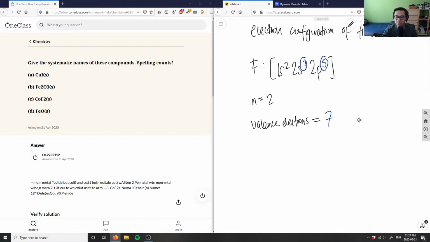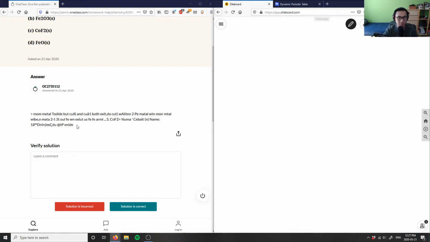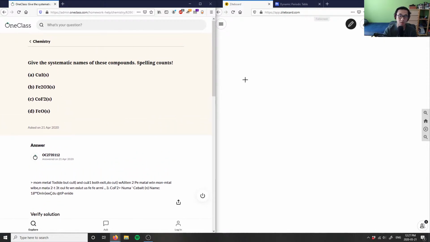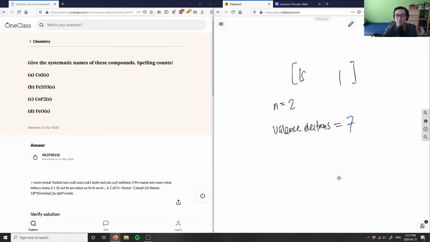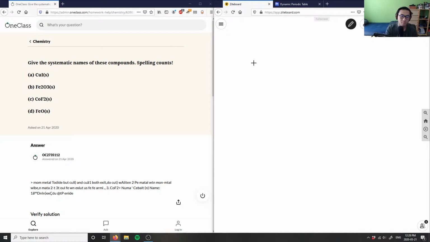Okay, number 6. I want the systematic names of these compounds, so spelling counts, okay? And as you can see, the solution here, I think there's a formatting error. I can't decipher this at all. So there's something wrong with this. But I'm going to say the solution is incorrect, I guess, because it's not complete. But we will look at filling this out. So this is number 6.